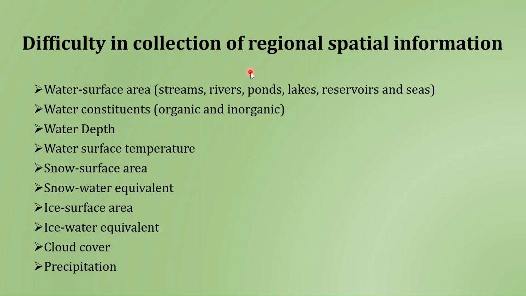But if we have to gather the information on a larger scale, for example, here we have some examples: water surface area, water constituents, water depth, water surface temperature, snow surface area, snow water equivalent, ice surface area, ice water equivalent, cloud cover, or precipitation. So if we want the information on the larger scale, in situ data collection is a little difficult. So in that case, remote sensing is very useful and helpful in gathering the information on the larger scale.